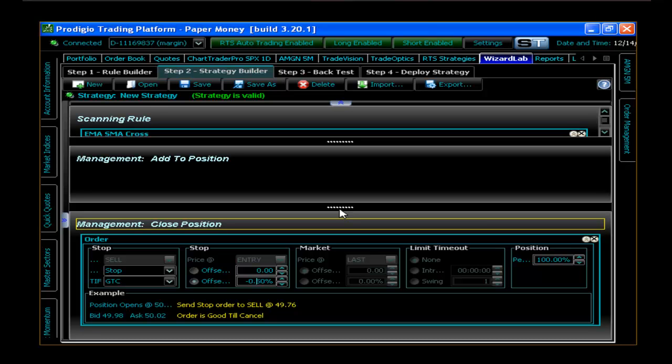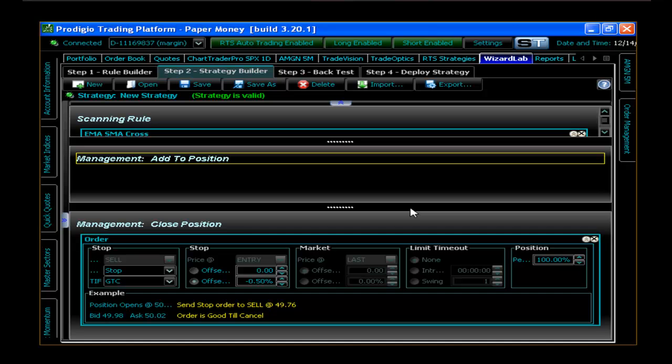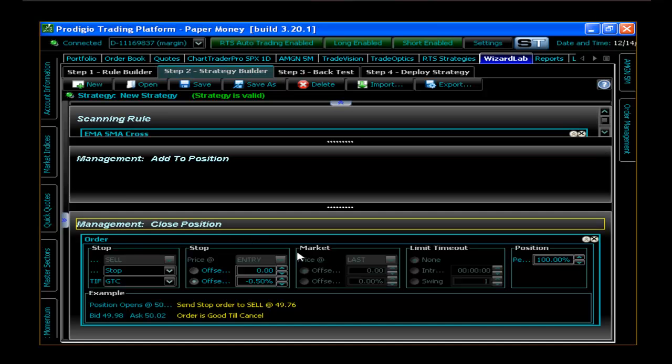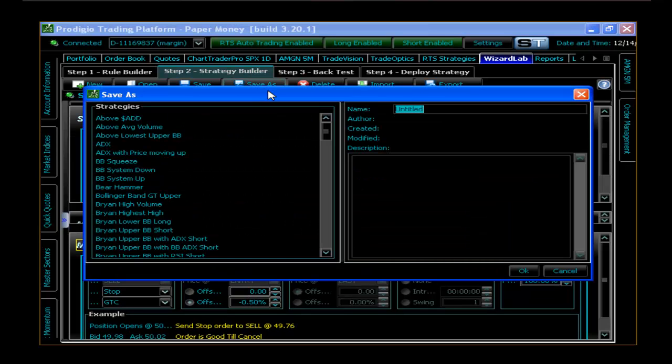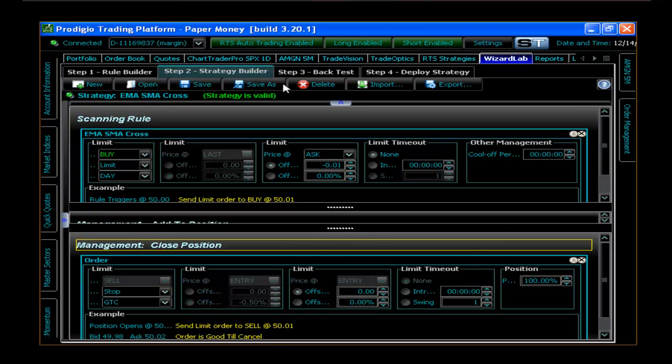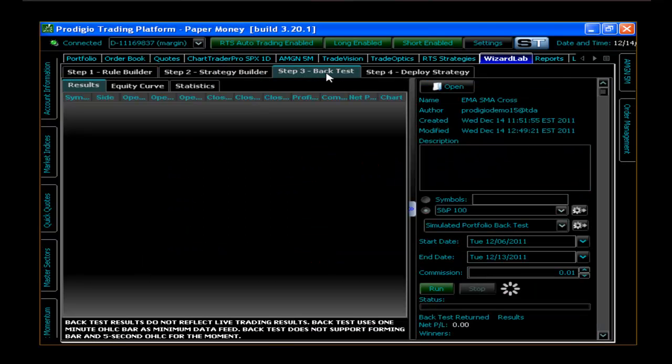Now the closing position is for liquidating positions. You can also put in logic to add to a position. And this is something which is a little bit more advanced, but you can scale into positions based on logic as well. In my opinion, it's much more important to understand the fundamentals of managing the closing or liquidation side of the position. So when I create a strategy, I can save this as, and this is my EMA SMA cross. And in step 3, I can run this in a backtest.